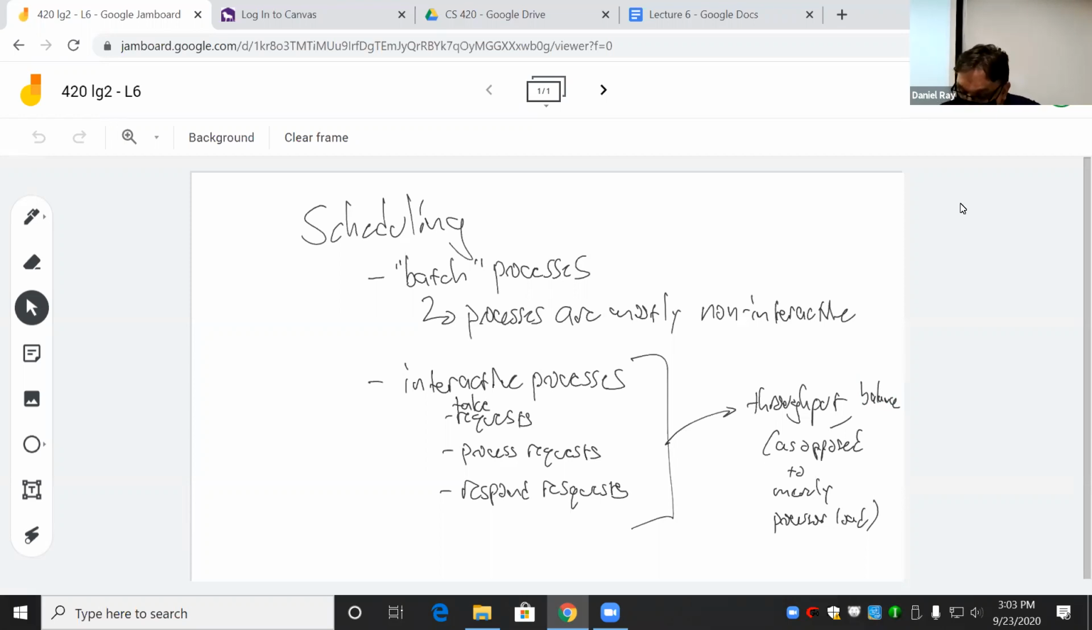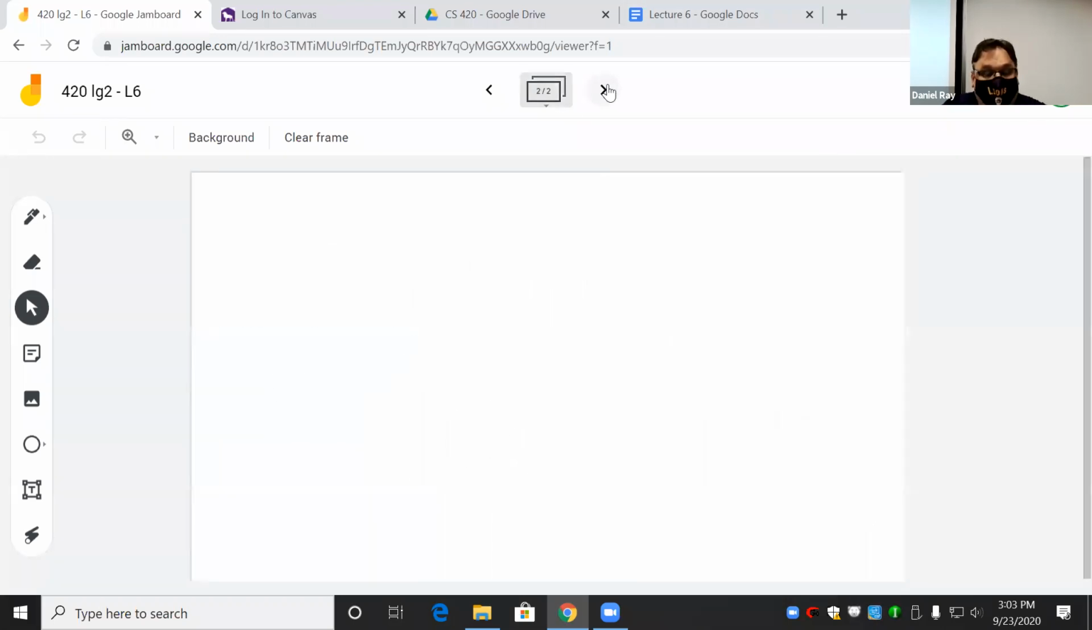The first of those algorithms is called the round-robin scheduling algorithm. Okay. Round-robin schedule.